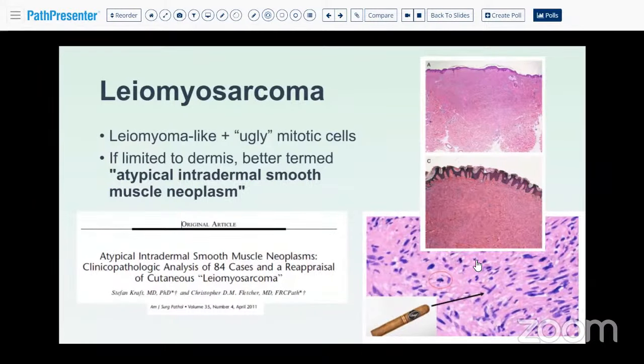Leiomyosarcoma is another dermal atypical spindle cell proliferation. On histology, it often looks very leiomyoma-like, but with some ugly, more pleomorphic cells and a few mitotic figures. Now, when I was training, we called what we see here a leiomyosarcoma. Now it's actually fallen out of favor because it's turned out that when the tumors are limited to the dermis, even if they're really ugly cytologically, the prognosis is excellent, much better than a true leiomyosarcoma, which is in the deeper subcutis. So now it is best to call these atypical intradermal smooth muscle neoplasms when they're limited to the dermis.